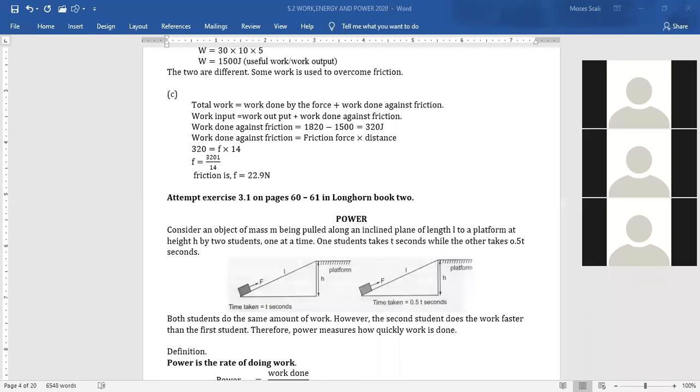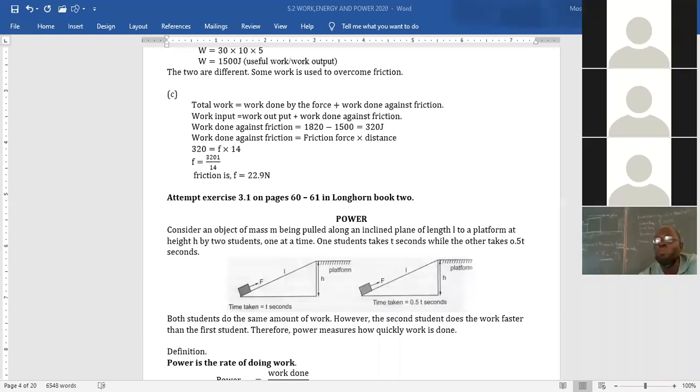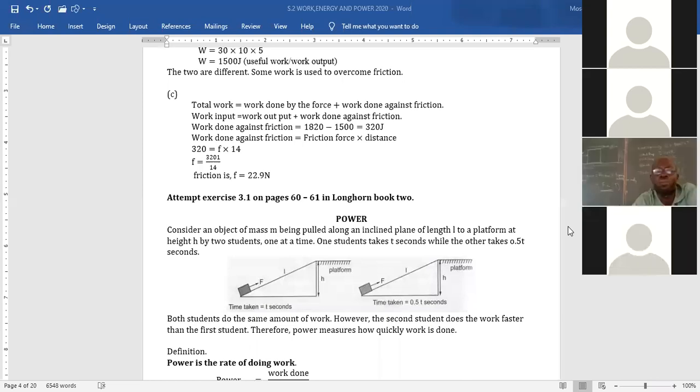Consider an object of mass being pulled along an inclined plane of length L to a platform at height h by 2 students, one at a time. One student takes t seconds while the other student takes 0.5 t seconds. Both students do the same amount of work. However, the second student does the work faster than the first student. Therefore, power measures how quickly work is done.